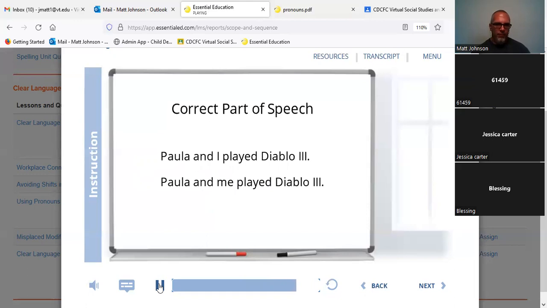Here's the trick. Take off the other things in the group. Just cross out Paula and in both sentences. Now, which one sounds right? I played Diablo 3. Me played Diablo 3. Now it's a lot easier to tell that I is the right pronoun. Paula and I played Diablo 3. You get it?